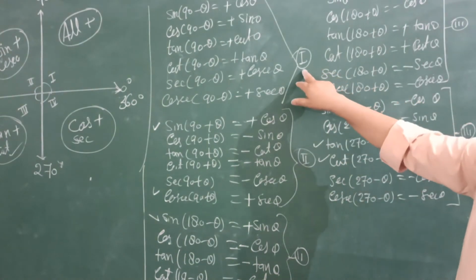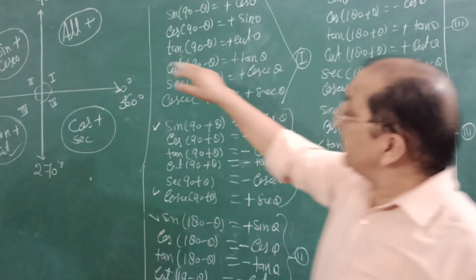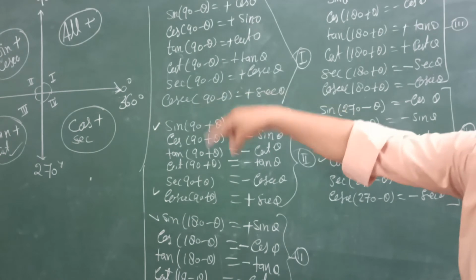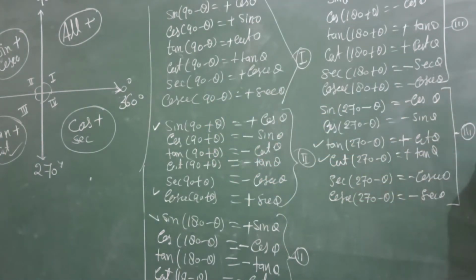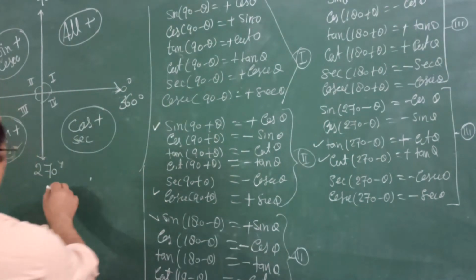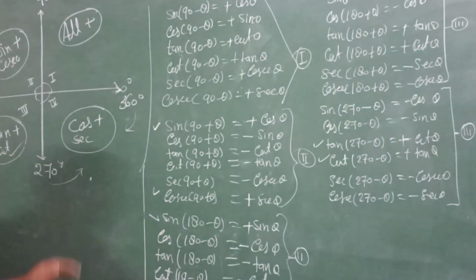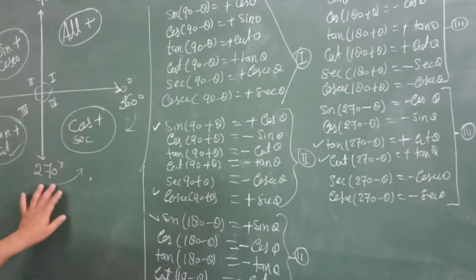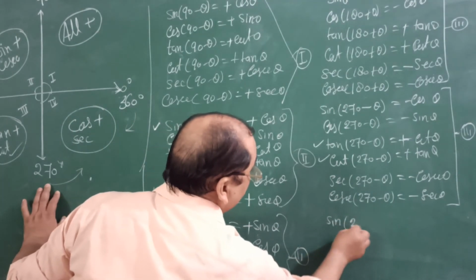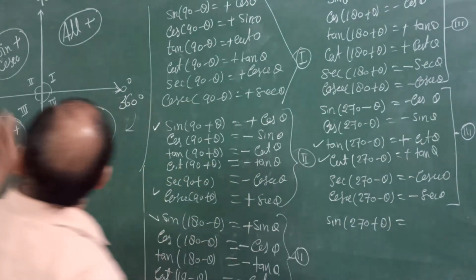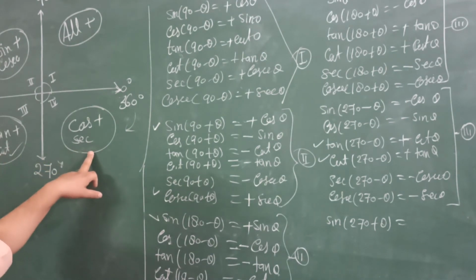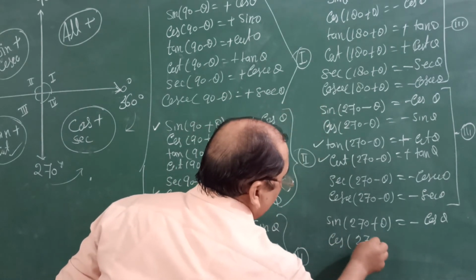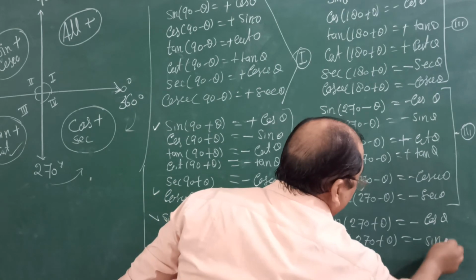Now we can check these things. 90 minus theta will be the first quadrant. 90 plus theta and 180 minus theta will come in the second quadrant, and 180 plus theta and 270 minus theta both will come in the third quadrant. And now we will go to 270 plus and 360 minus. 270 plus will come in the fourth quadrant, and 360 minus will again be in the fourth quadrant. So we can put here sin 270 plus theta, sin changes to cos. Here cos and sec are positive, the rest are negative. Sin value will come minus cos theta.